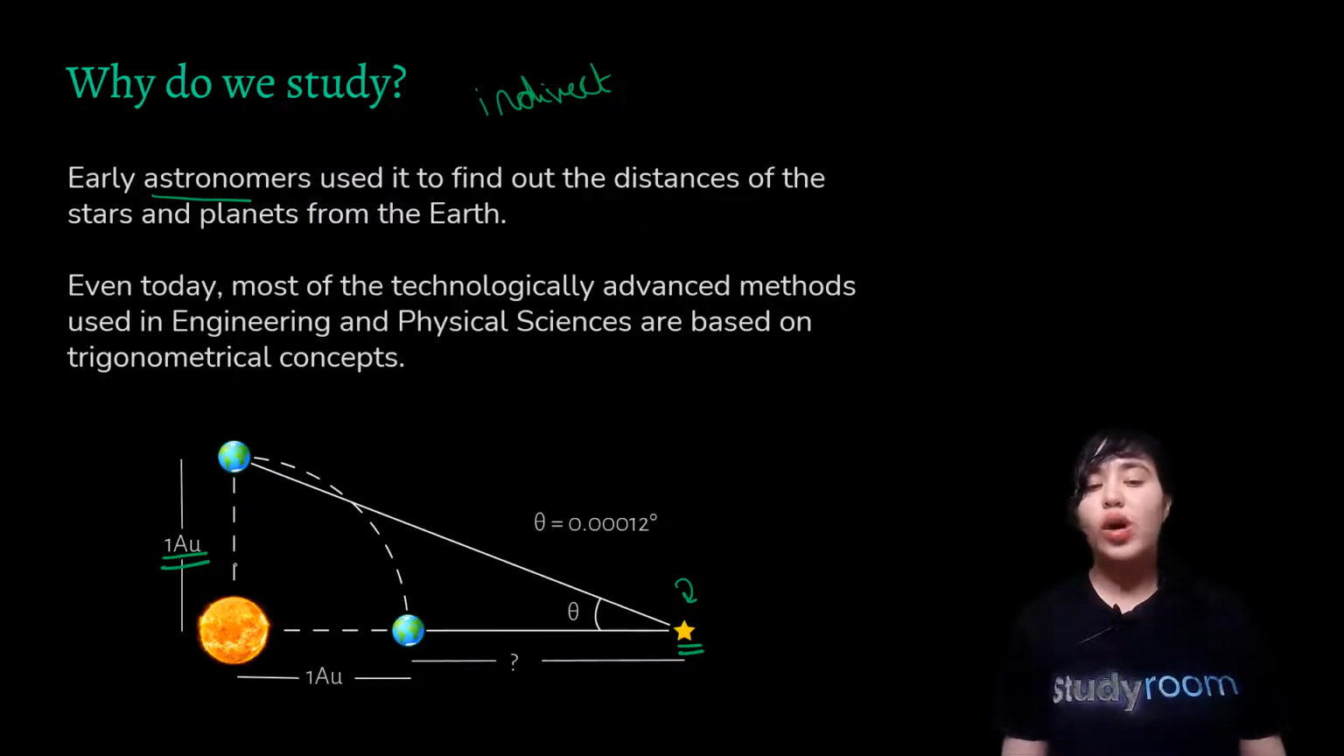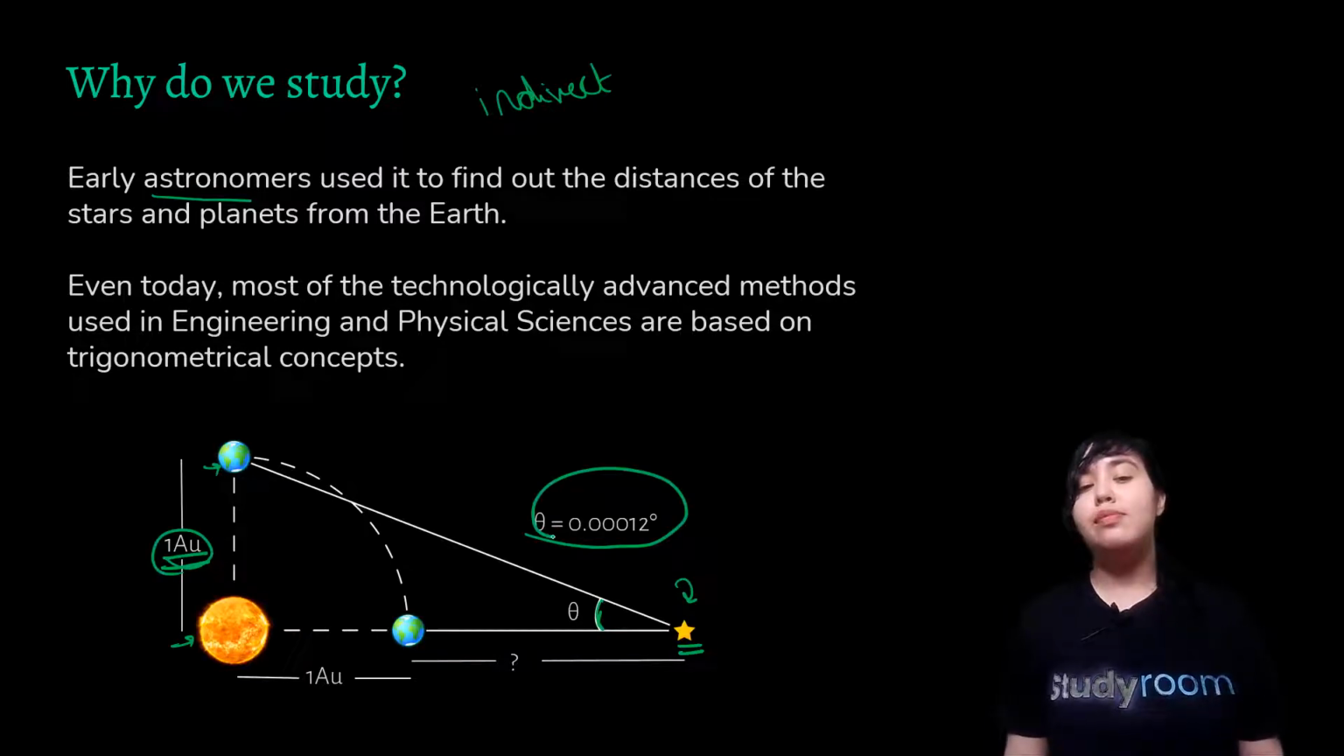So here if I know one distance, like I know this side, which is the distance between Earth and the Sun. And I know one angle, which is this one, theta, which is 0.00012 degrees. Then these two parameters alone will help me determine this distance between the Earth and this star. So that is the fun part about trigonometry.